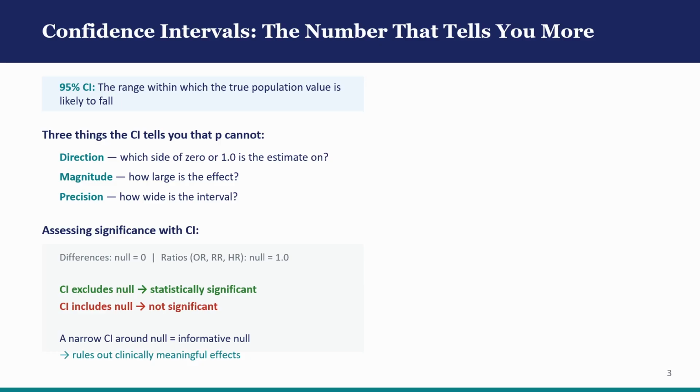Contrast that with a wide confidence interval spanning from 0.5 to 3.8. That means you don't know whether the effect is large, small, beneficial, or harmful. The study was underpowered, and the conclusion is we don't know, not there's no effect.